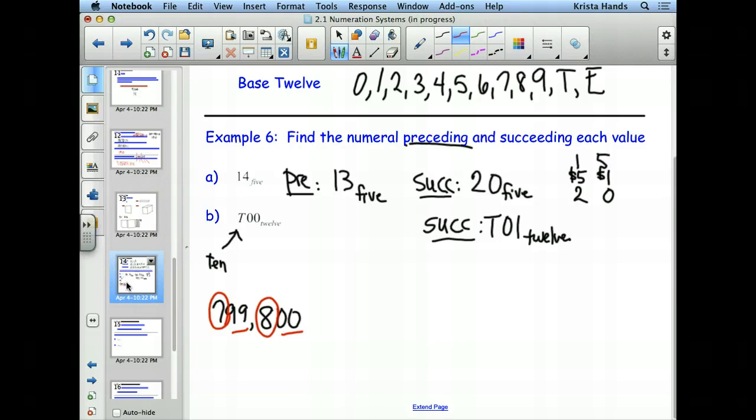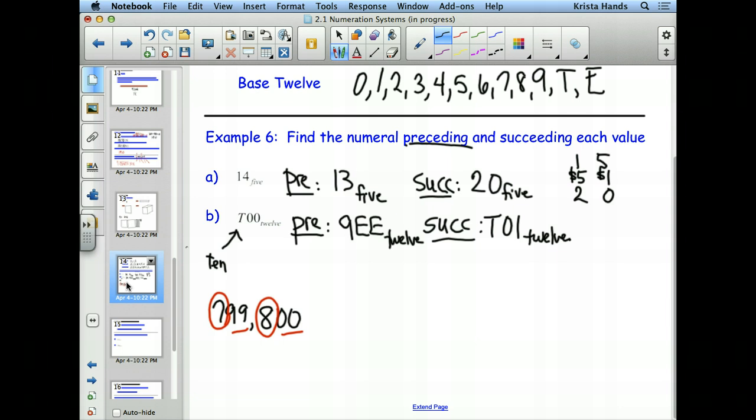So let's try that with the number T00. The T needs to become 1 less than it was originally. So what's 1 less than T? It is 9, because T is worth 10. So this is the preceding number. 1 less is a 9. The numbers at the end are supposed to become the largest number in that base system, which would be E in base 10, or 12, yes. So they both become E's. And I write the subscript of 12.